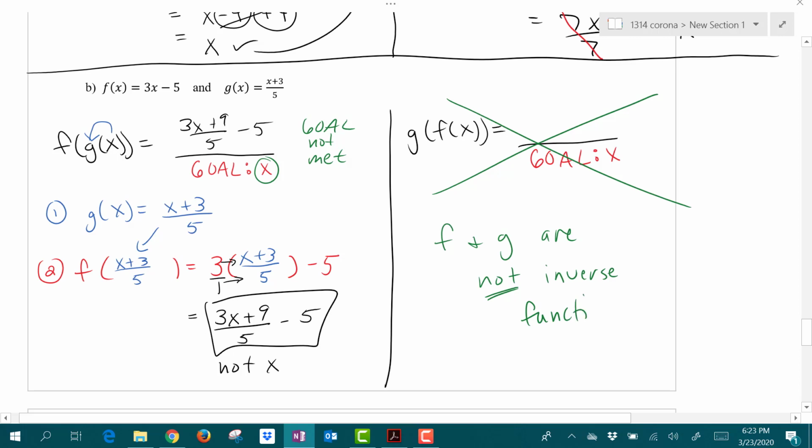So remember, our goal is not to have the results match. The goal was for each composition to get out exactly x, no more, no less. So once we do that first composition and we get something other than x as a result, we can stop, goal not met. They are not inverse functions.